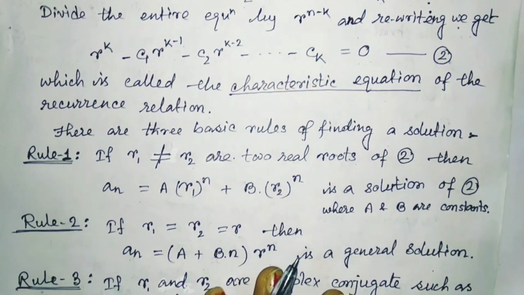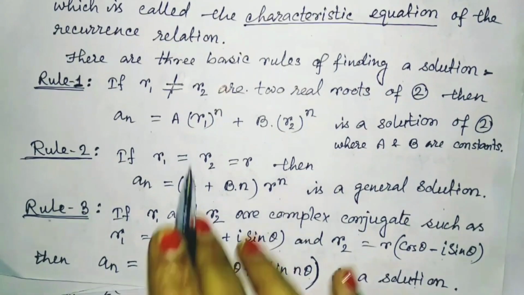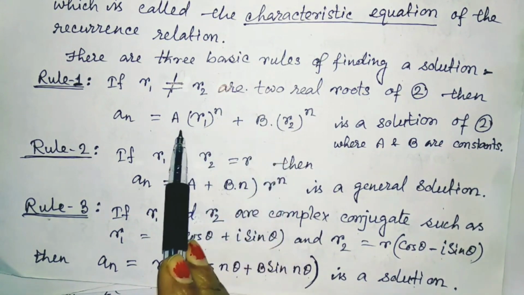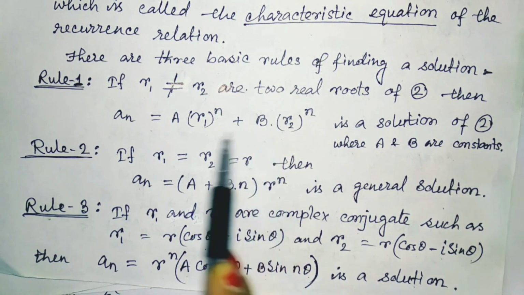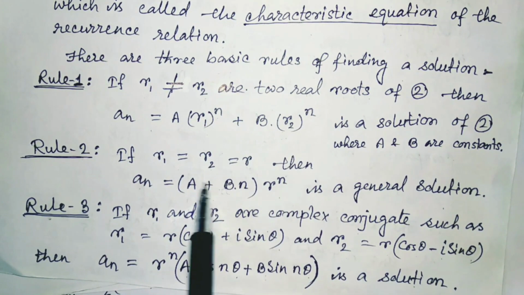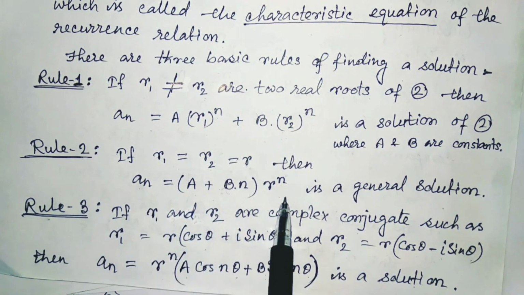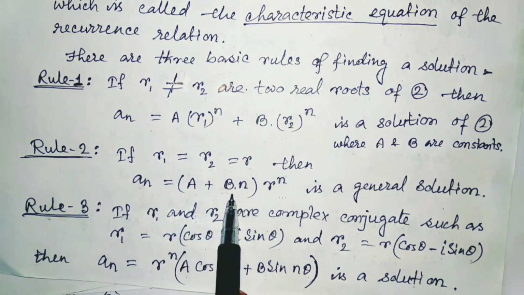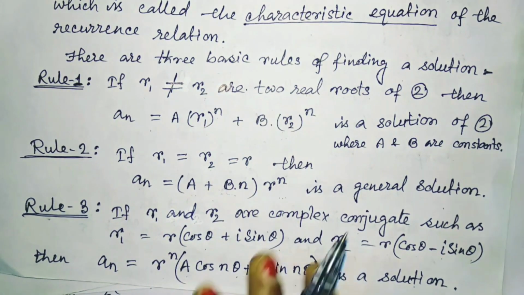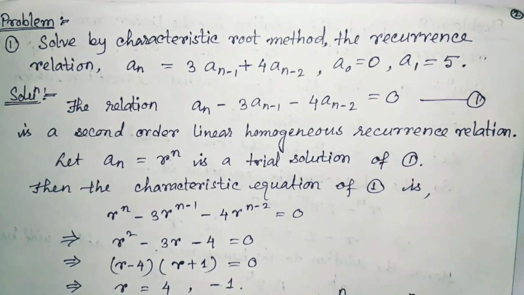So accordingly, we have these 3 rules. If you get 2 different roots, then we write these 2 values according to rule 1. Suppose there are 2 roots which are the same, then we write it in this format. The constants are definitely a and b, and this constant becomes c and d. And if there are complex roots, then we write according to this one. So this is the method by which we can solve the recurrence relation for the homogeneous system.